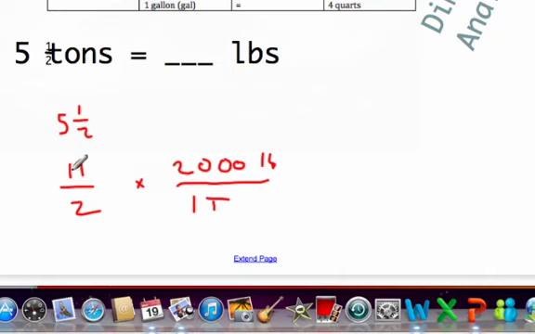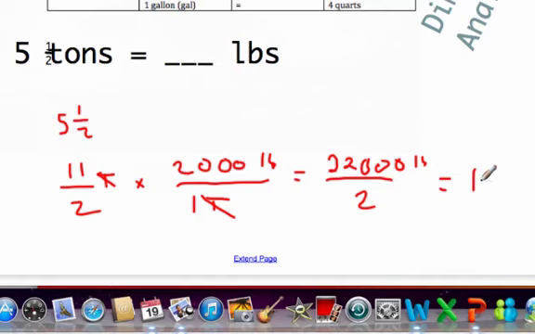So I would just multiply straight across here. 11 times 2,000 equals 22,000. And we're going to divide this number by 2 because 2 times 1 is 2. And of course, this is 11 tons. These tons, they canceled out, right? So we're left with 22,000 pounds over 2, which could just be simplified to 11,000 pounds.